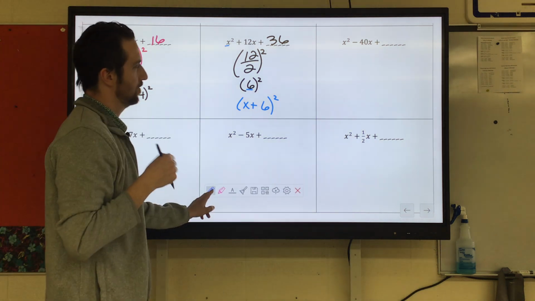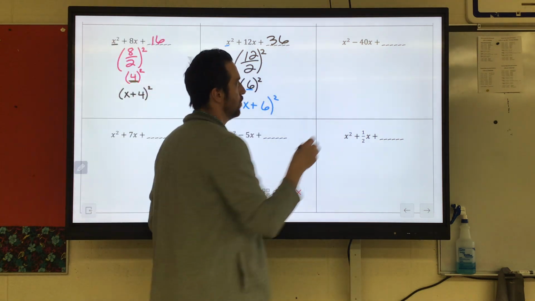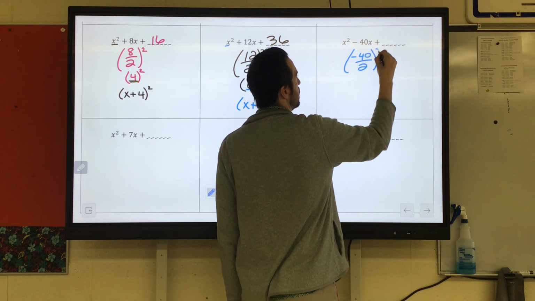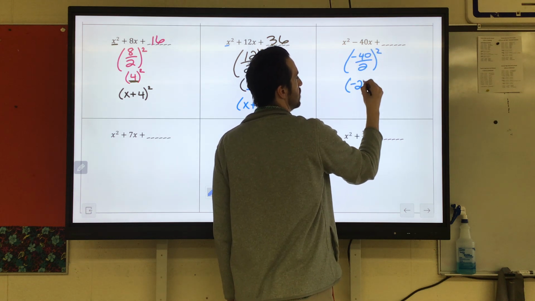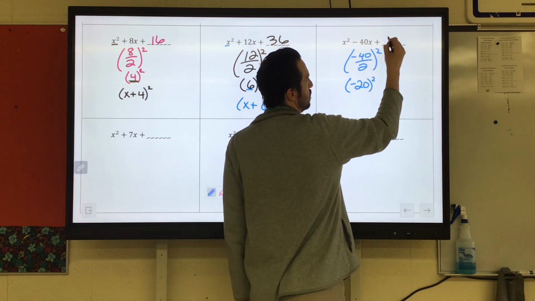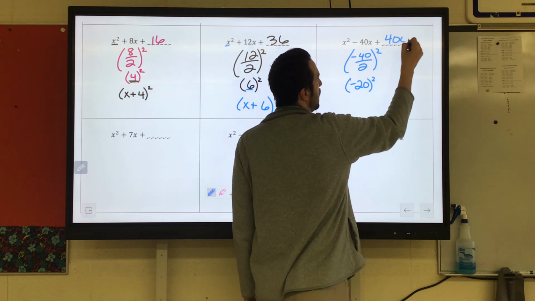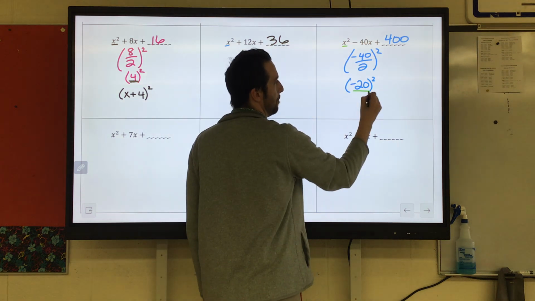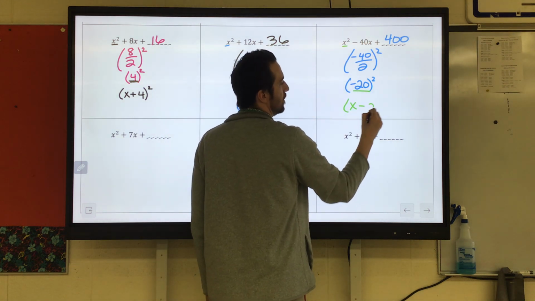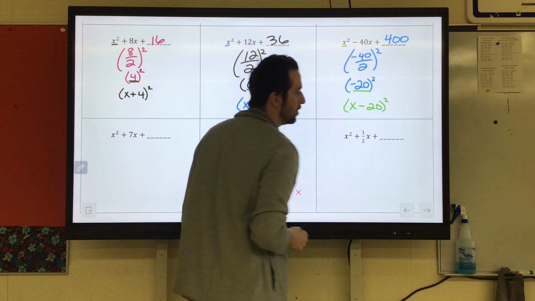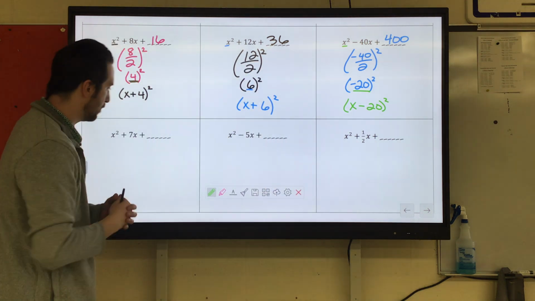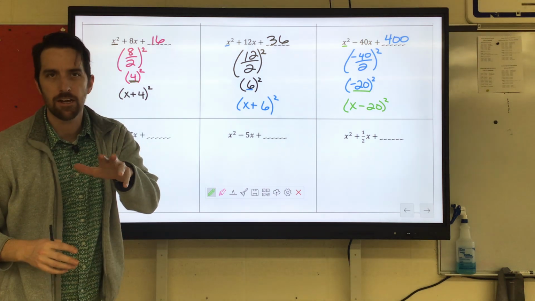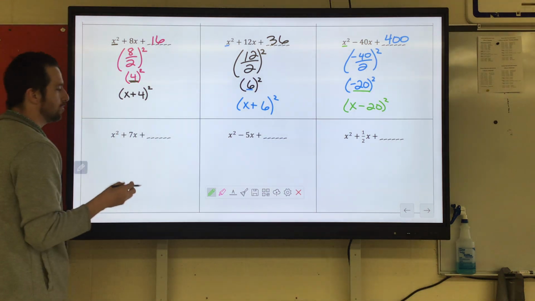Yes! Here we go, negative 40. We're going to take it, divide it by 2, and then square it. Negative 20 squared. Negative 20 times negative 20 is positive 400. Writing that in factored form, x minus 20 squared. Nice. Now these are a little tougher. You could convert these into decimals. We're cooler than that. We're so much cooler. We're going to leave them as fractions.